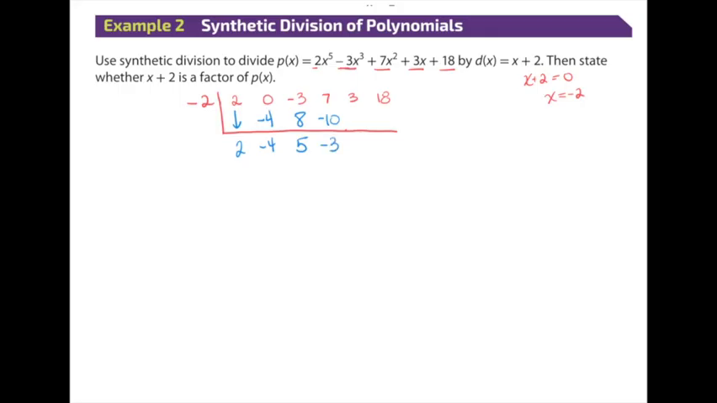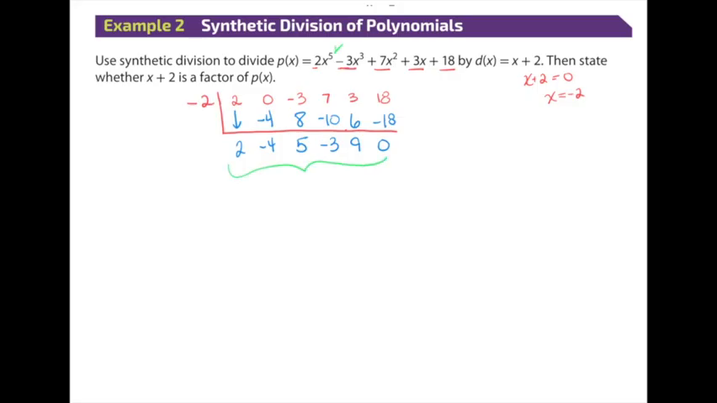-3. -2 and -3 are 6. 3 and 6 are 9. -2 and 9, -18, my remainder is 0. To give the actual answer of that division, I need to plug my variables back in. So I'm going to rewrite this whole thing plugging in my variables.